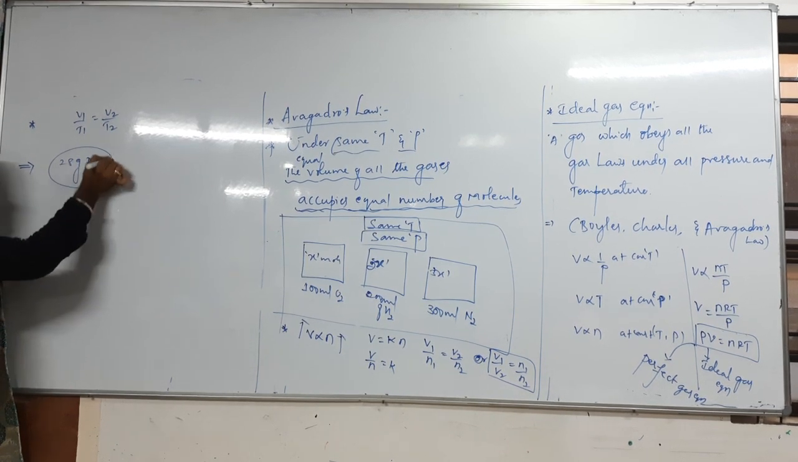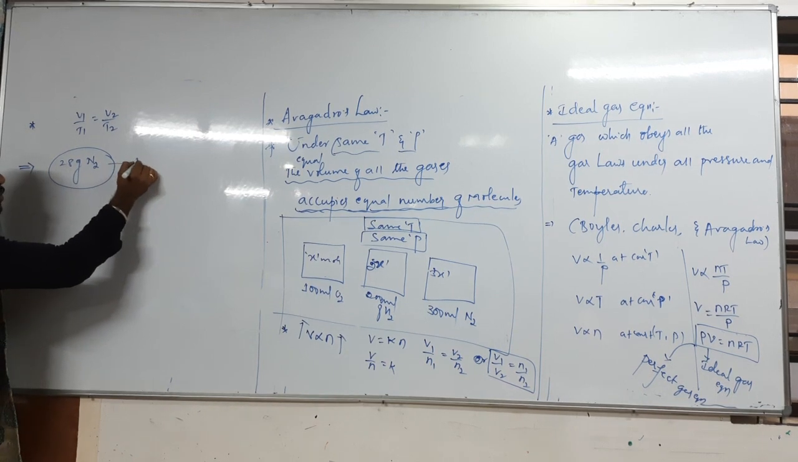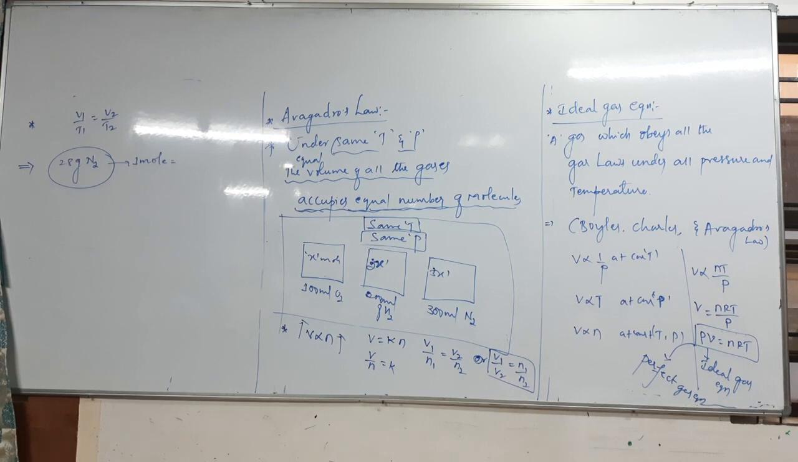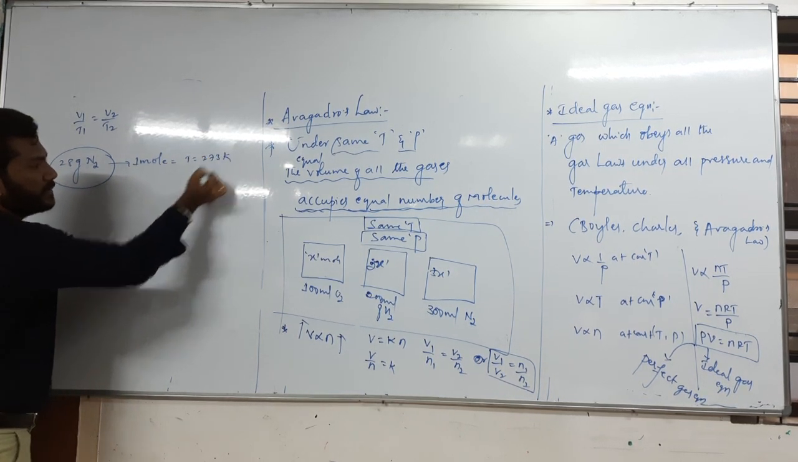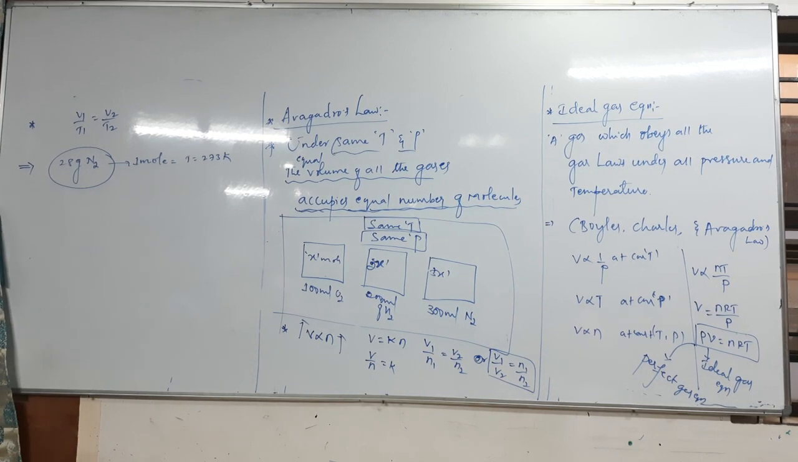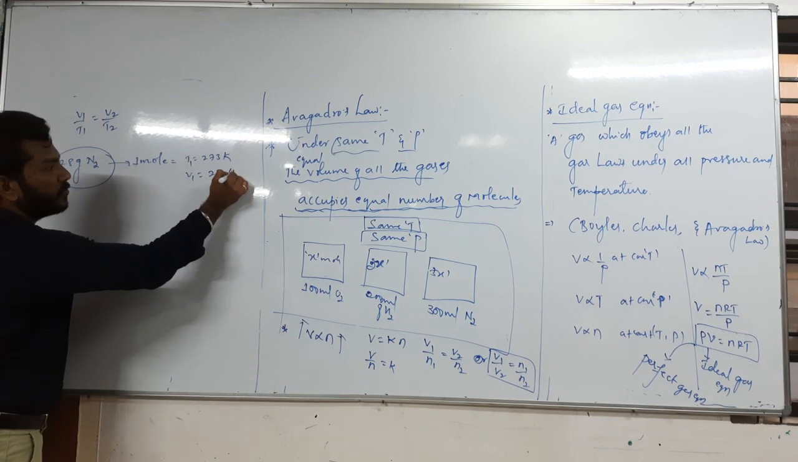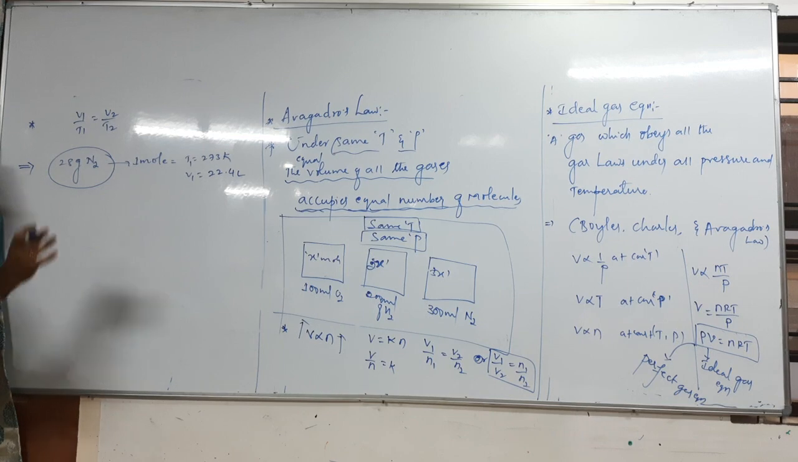So 28 grams of nitrogen is nothing but 1 mole of nitrogen, whose molar mass is 28 grams. So we must know 1 mole. What is the temperature for 1 mole at STP? 273 Kelvin. So the temperature must be 273 Kelvin, and the volume will be 22.4 liters. So V1 is 22.4 liters.